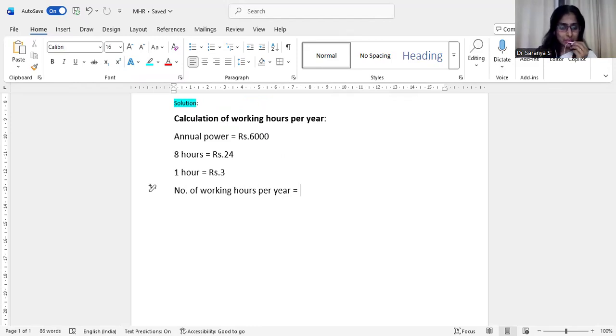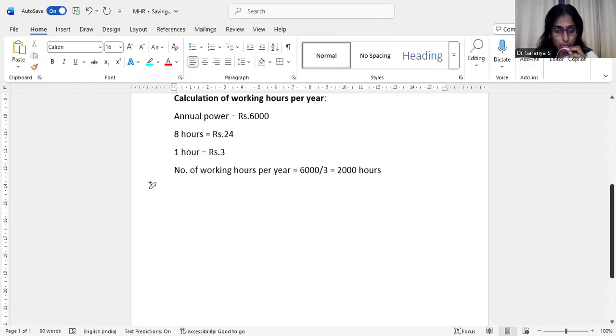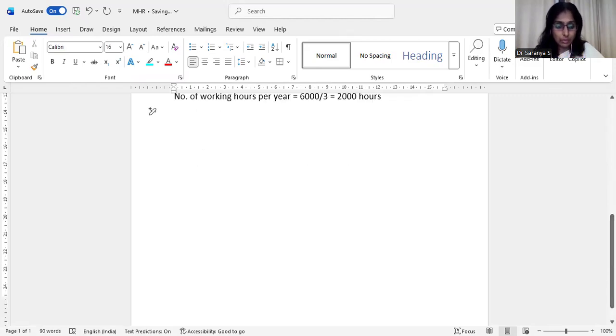It is nothing but 2,000 hours. 6,000 by 3. There are so many methods to calculate this. So 6,000 by 3, 2,000 hours. 1 hour, 3 rupees, when we are paying rupees 3 for using the power for 1 hour. I have got 6,000 rupees. Then how many hours would the machine have been used? 2,000 hours. Okay, after finding the number of working hours per year as 2,000 hours, now we have to start with calculation of machine hour rate.